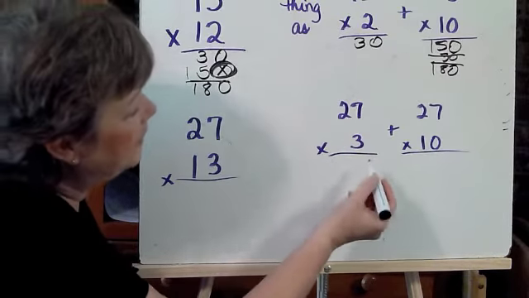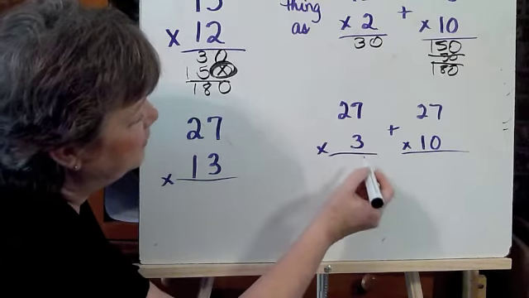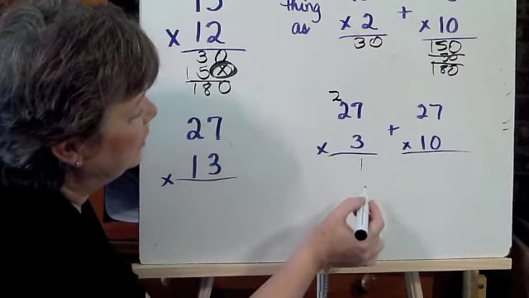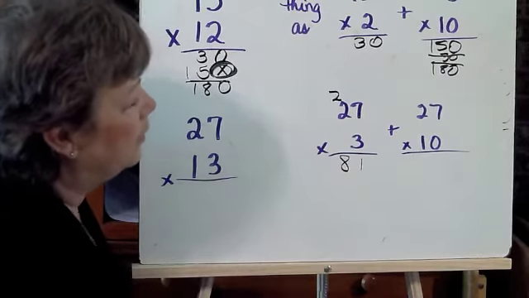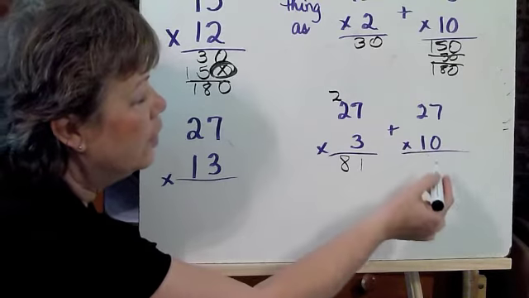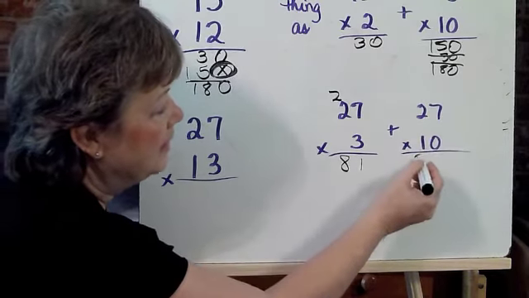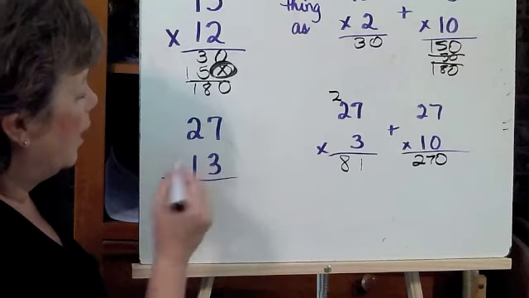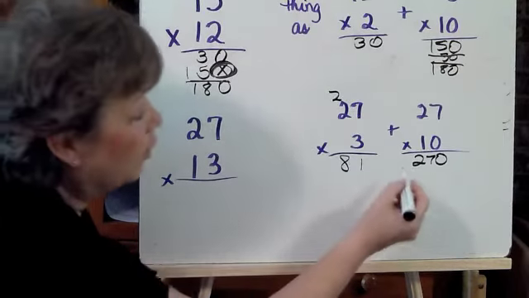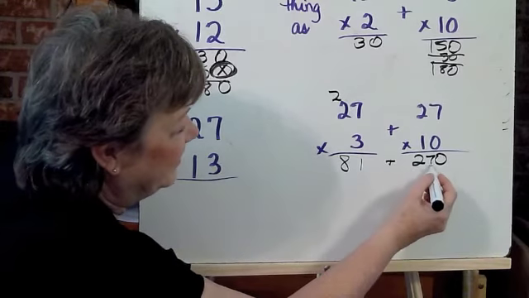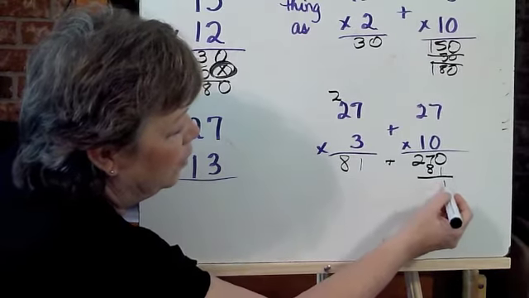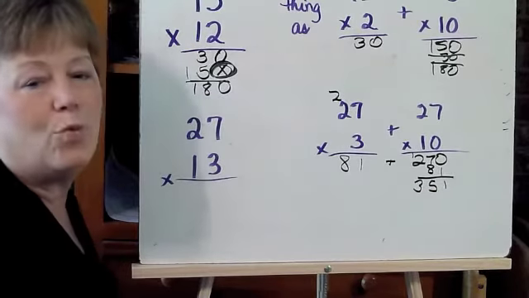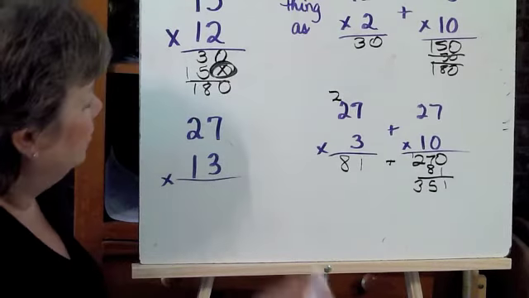So let's do the same thing down here. 27 times 3, 3 times 7 is 21. 2 times 3 is 6, and 2 more, 81. And here, 27 times 10 is 270. So, let's take it over here. And let's add these together and see what we get. So we'll know at the end. 115, 351. So let's see what we get over here.